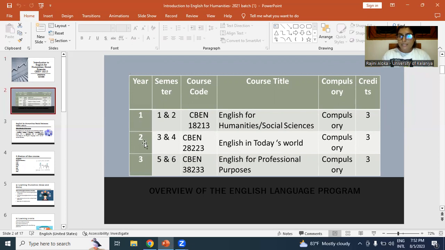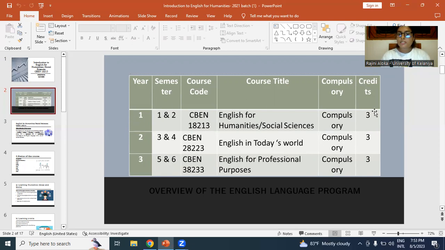You have other English courses, another course in second year, which is English in Today's World, again a compulsory subject. And in the third year, you have English for professional purposes, again a compulsory subject. Okay, so you have to pass all these one by one. First year, you have to pass this, and likewise, you have to pass all these English courses because they are compulsory.